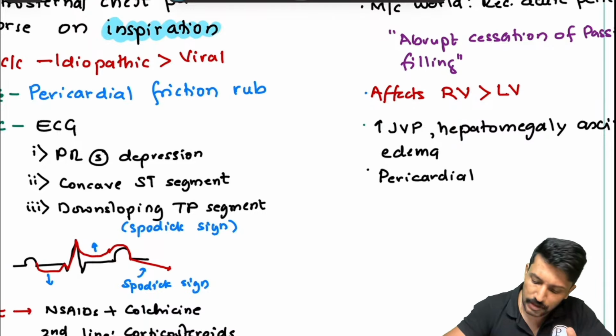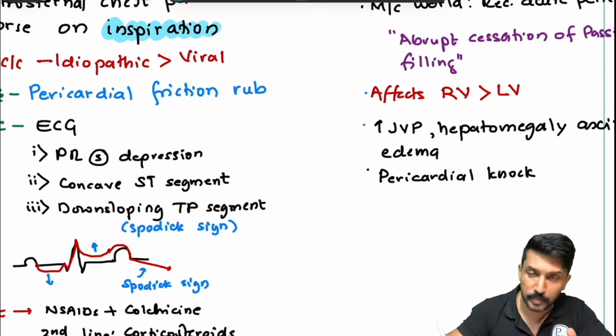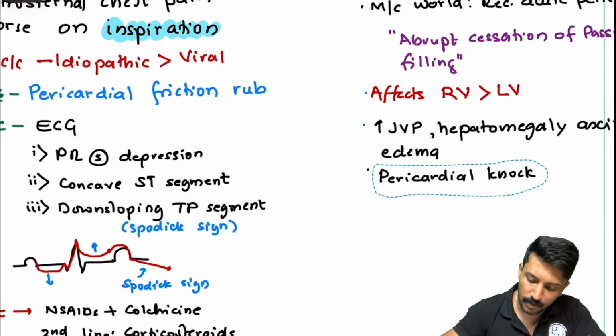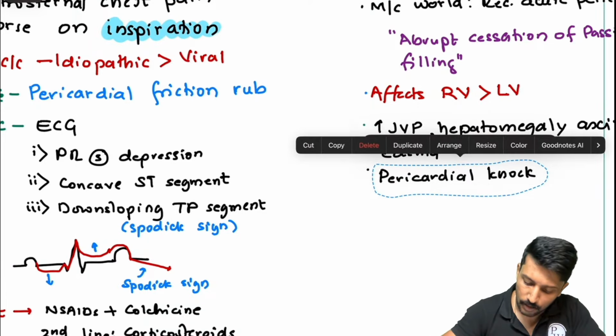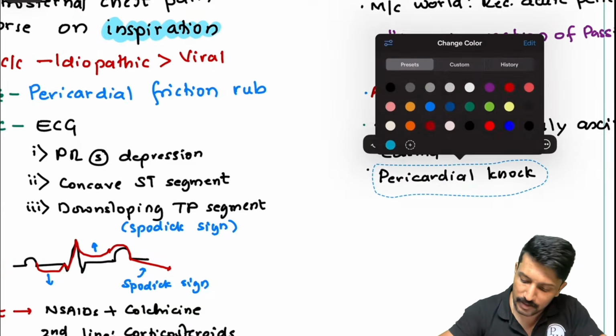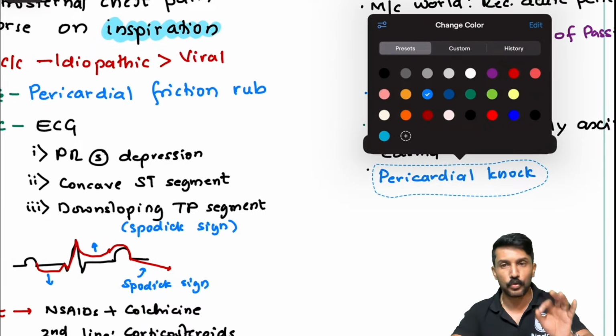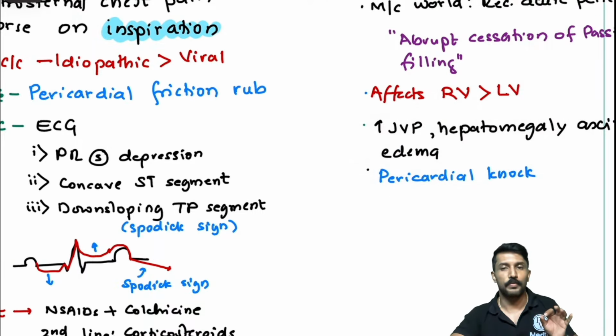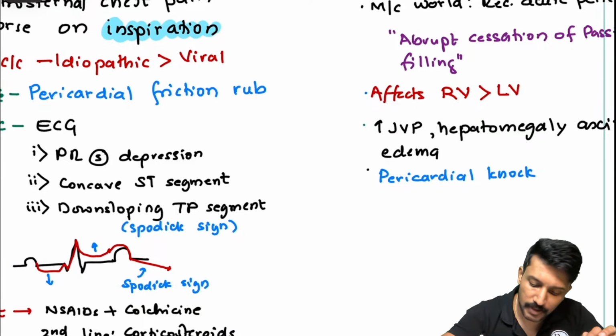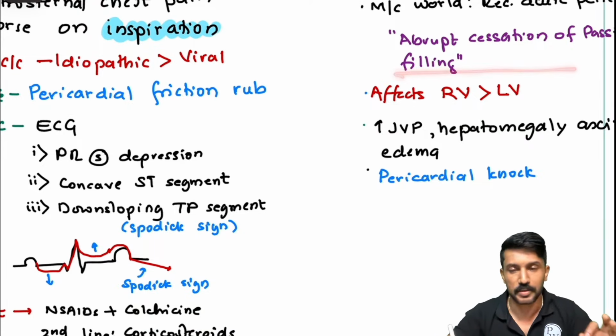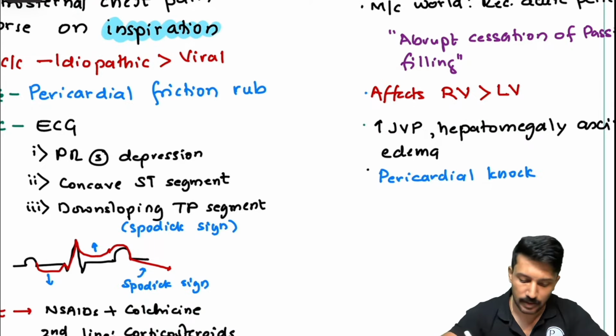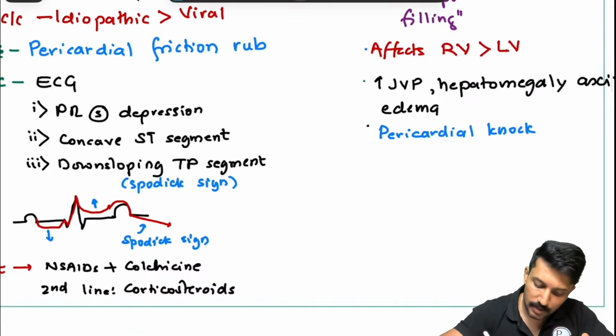So the auscultation finding that we had in acute pericarditis was pericardial friction rub. The auscultation finding that we are having here is pericardial knock. What is this pericardial knock? It is a diastolic sound produced due to abrupt cessation of the passive filling. Abrupt cessation of passive filling is the main problem in patients with constrictive pericarditis, right? And I just told you that there is raised JVP.